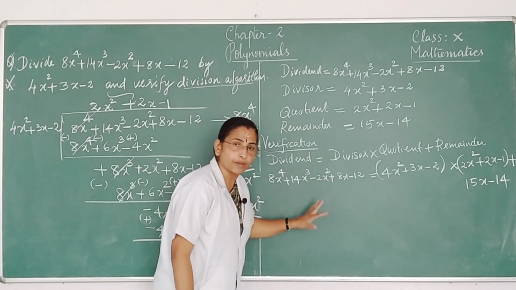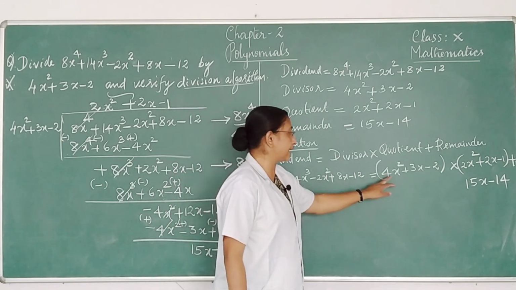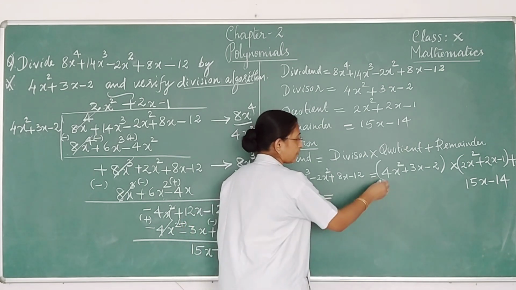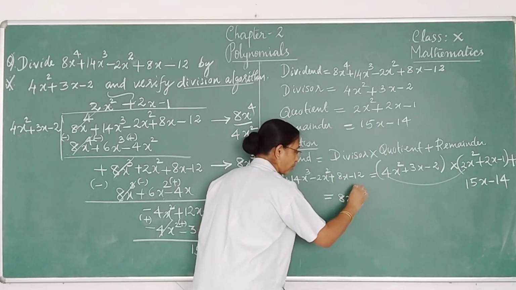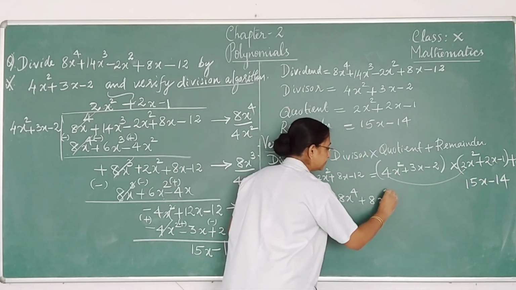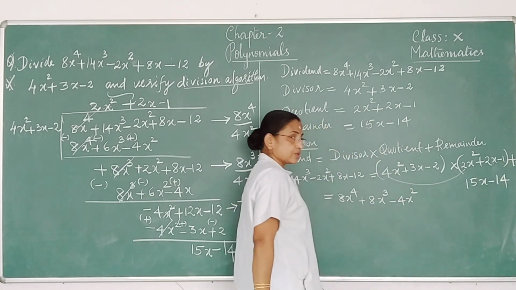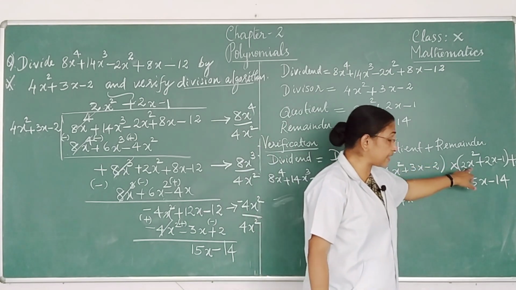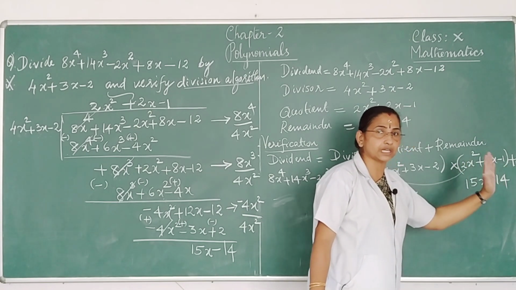LHS is a fourth degree polynomial, we can keep it there, and I am going to multiply the RHS. Listen here: this is equal to 4x square into 2x square. 4x square into 2x square is 8x raised to 4. 4x square into 2x is 8x cube. 4x square into minus 1 is minus 4x square. You studied how to multiply two polynomials. Take the first term of the first polynomial, multiply with each term in the second bracket. Now 3 terms are there, so I need to multiply with the 3 terms.